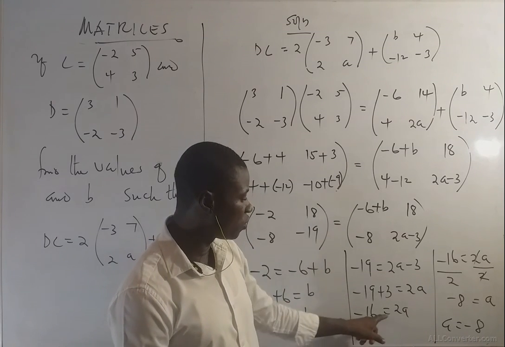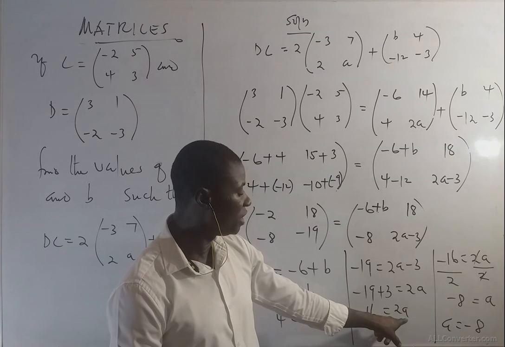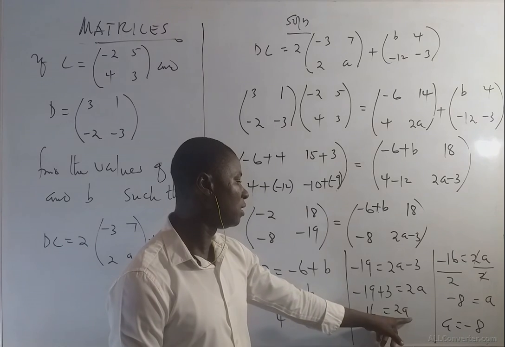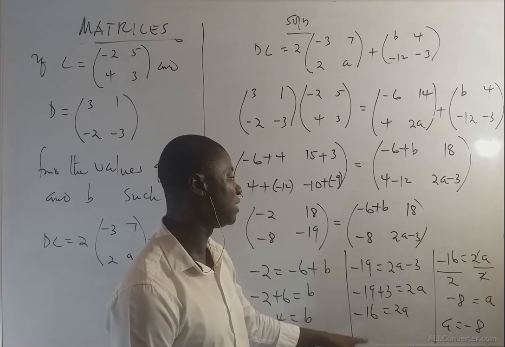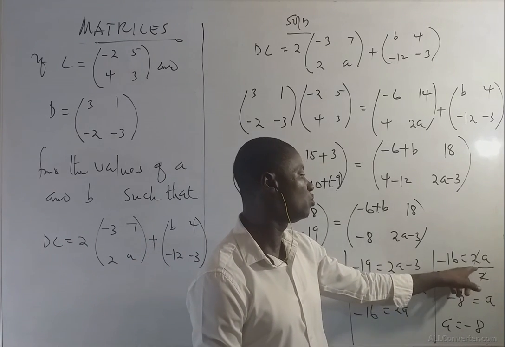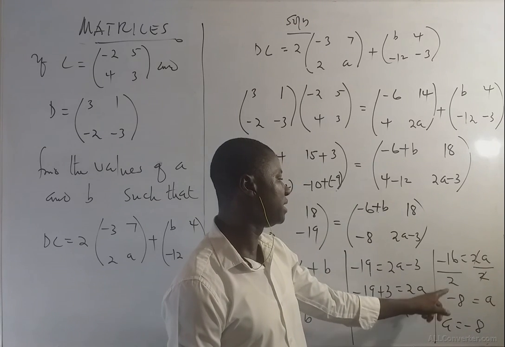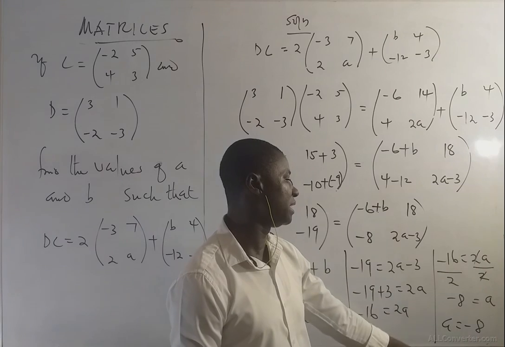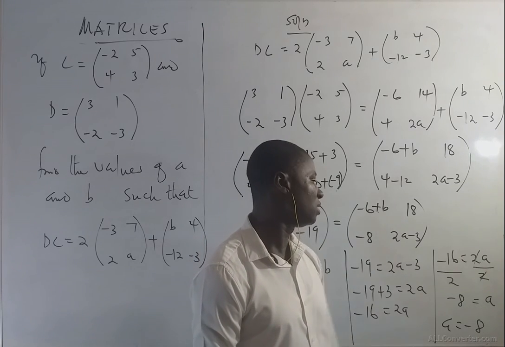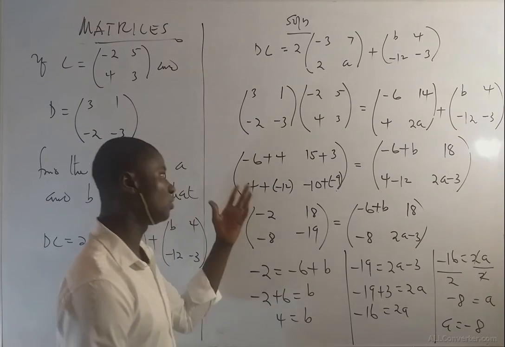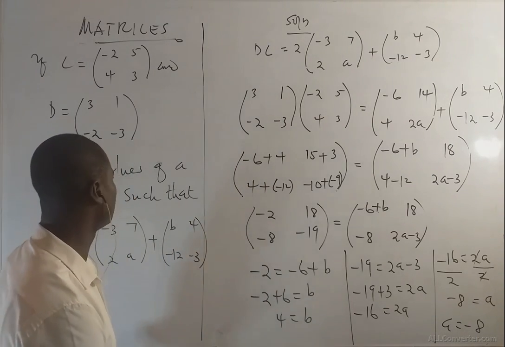If minus 16 equals 2A and we are making A the subject, then we need to divide both sides by the constant attached to the variable we are making the subject. So we divide both sides by 2. And when we divide 2A by 2, 2 cancels 2 and we are left with A. And 2 goes into 16 8 times. Because of the negative, we have minus 8. So minus 8 equals A. So A equals minus 8 and B equals 4. So that is the solution to this question.